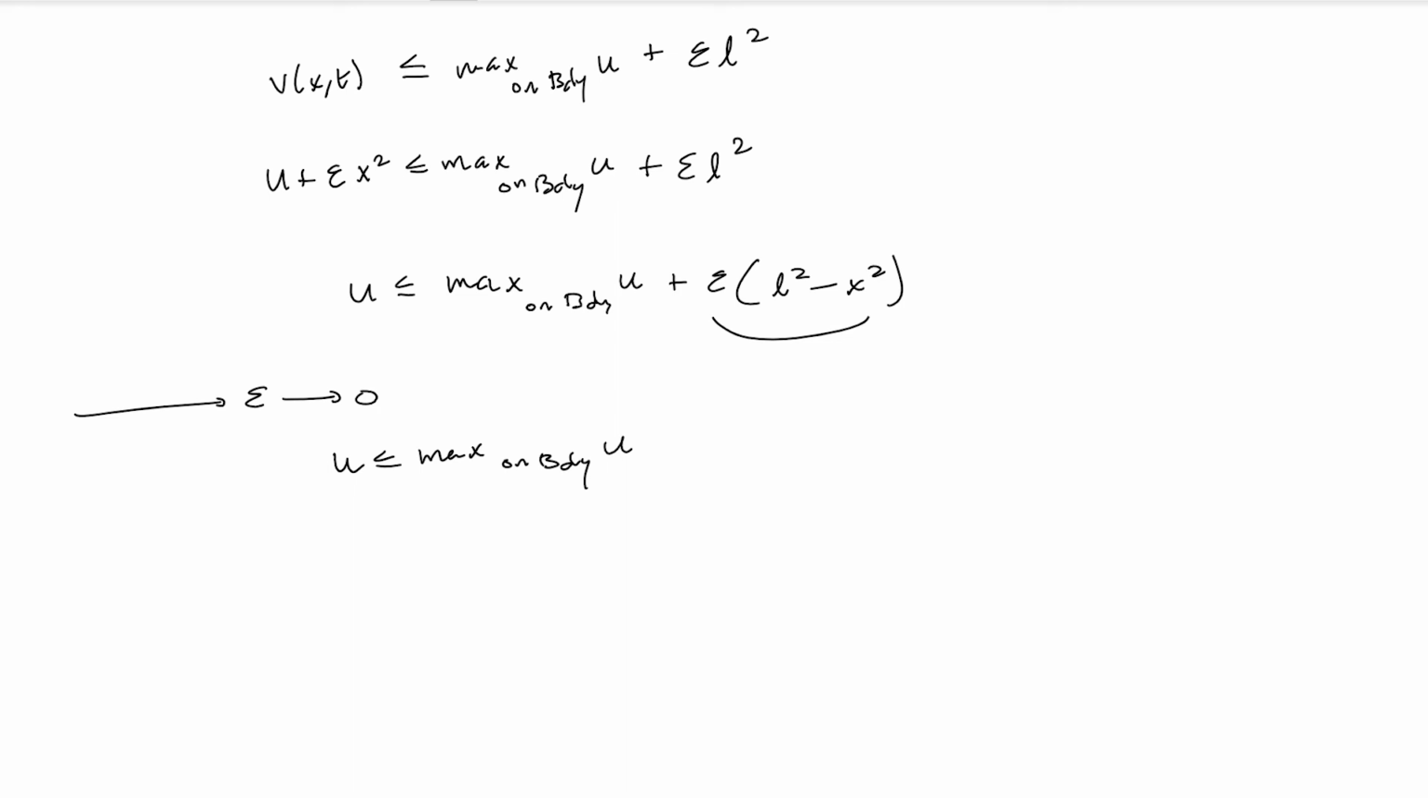Well, what does that say? It says that no matter what u is at all, it's never going to be more than the maximum value of u on the boundary, right? So in other words, u has maximum on the boundary. QED, end of proof.